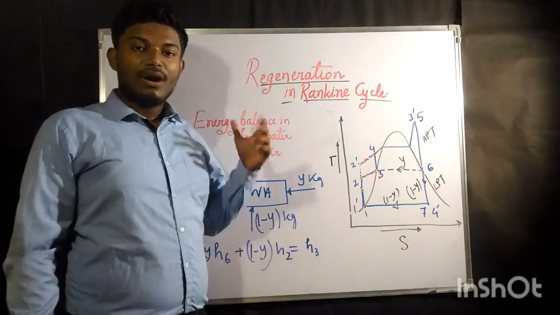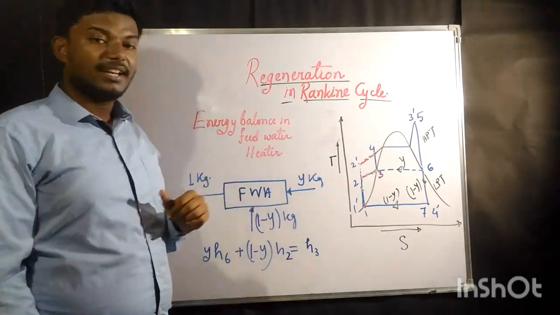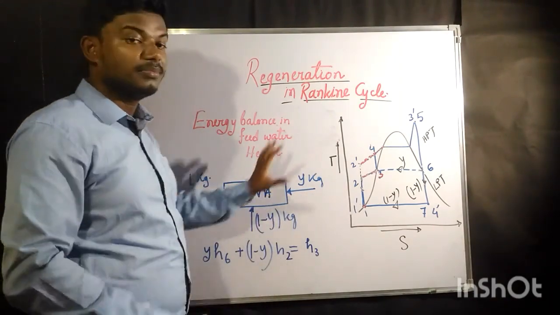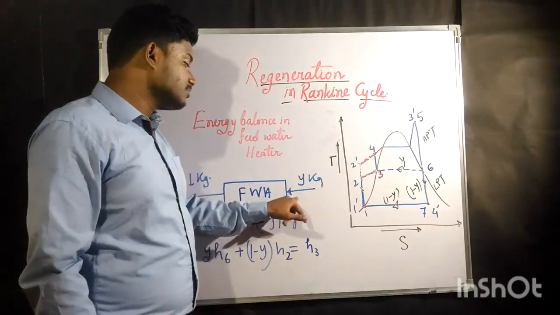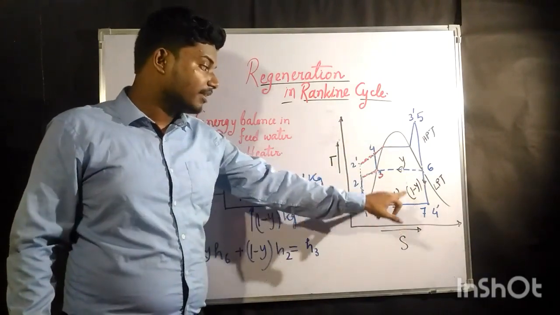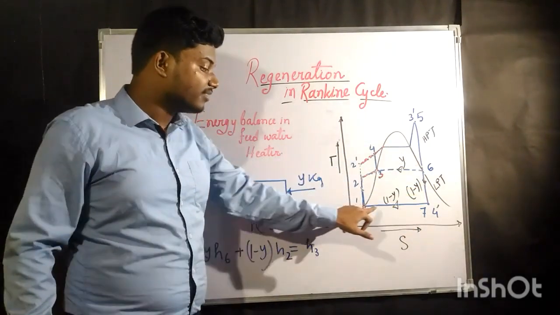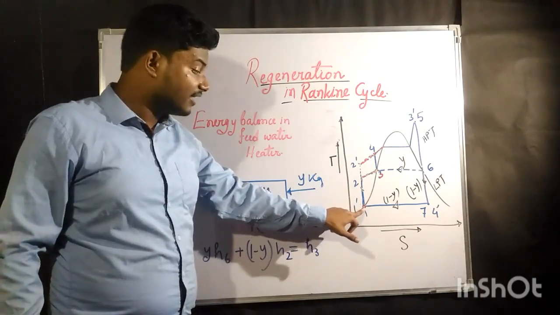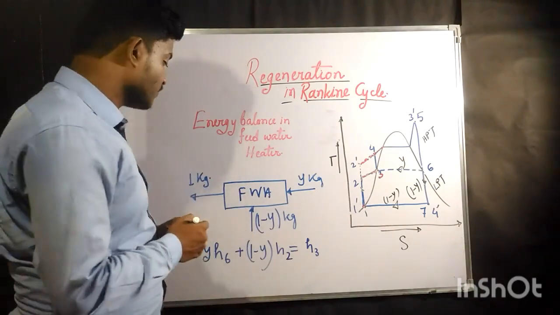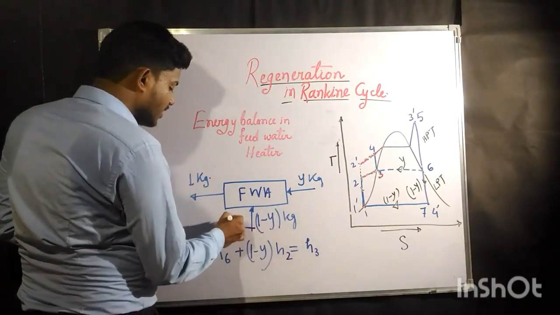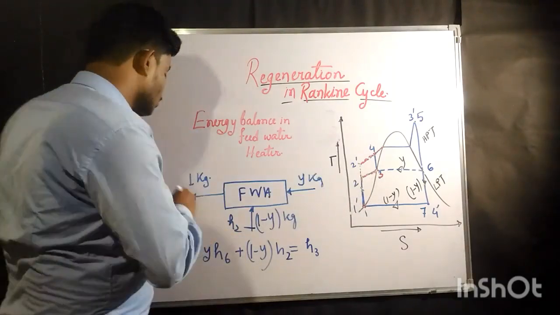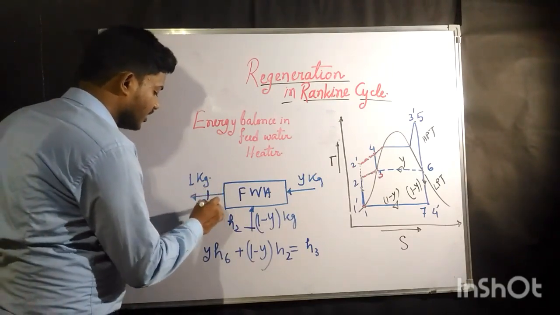Now we are going to see the energy balance in the feed water heater. In the feed water heater, Y kg of steam comes from the high pressure turbine and 1 minus Y kg of steam comes from the low pressure turbine. After the low pressure turbine it passes through the condenser, and from 1 to 2 it passes through the pump. After that it reaches the feed water heater at point 2, gets heated and reaches point 3.